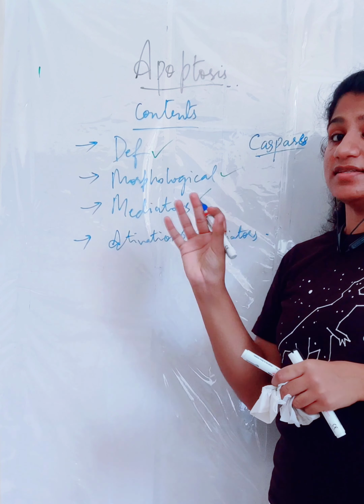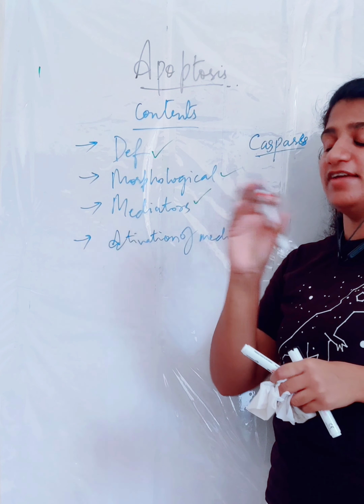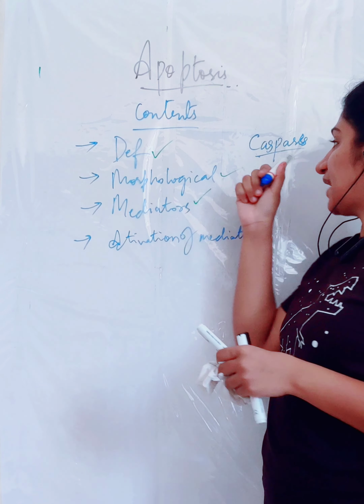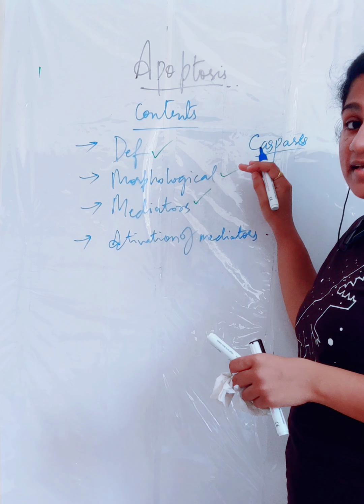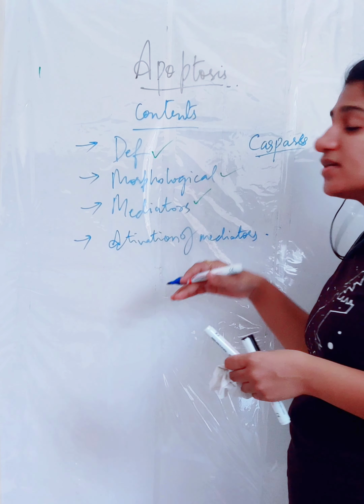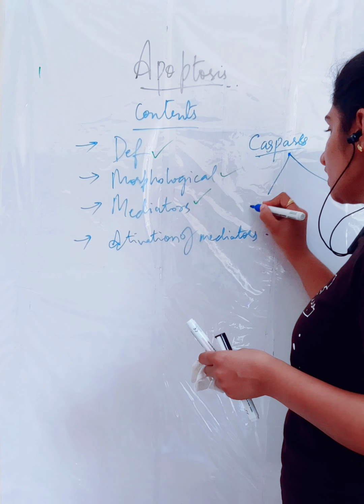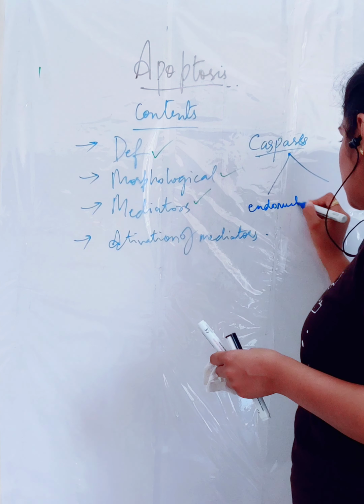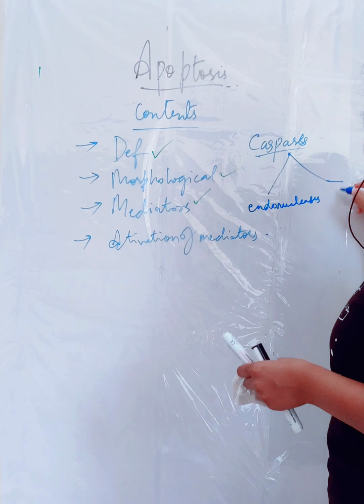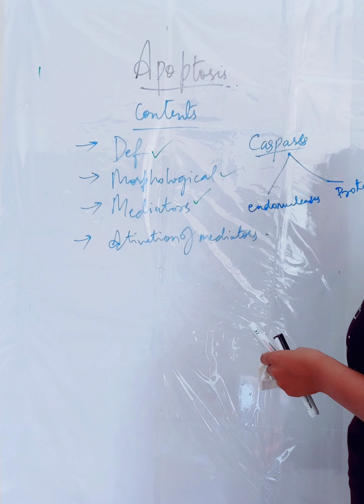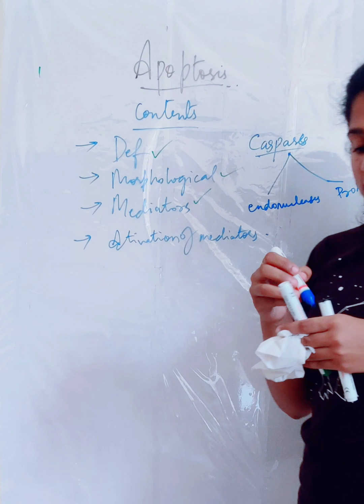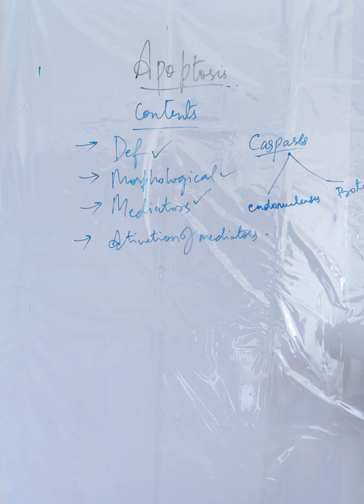These enzymes are present in the cytosol. These are present in the cytoplasm of the cell. In every cell's cytoplasm, these caspases are present, and apoptosis is mediated by these caspases. These caspases in turn activate two more enzymes, that is endonucleases and proteases.